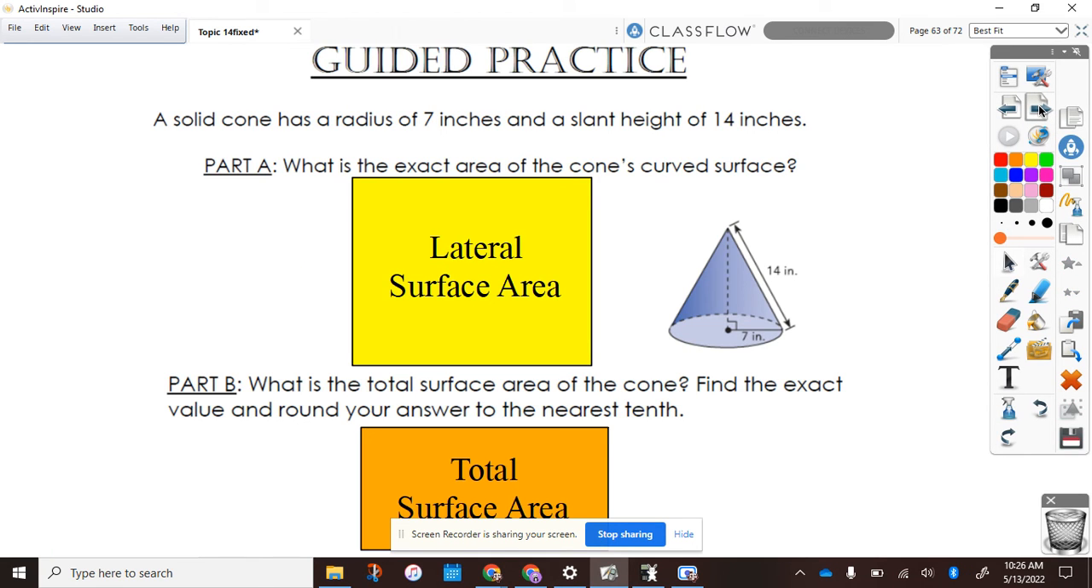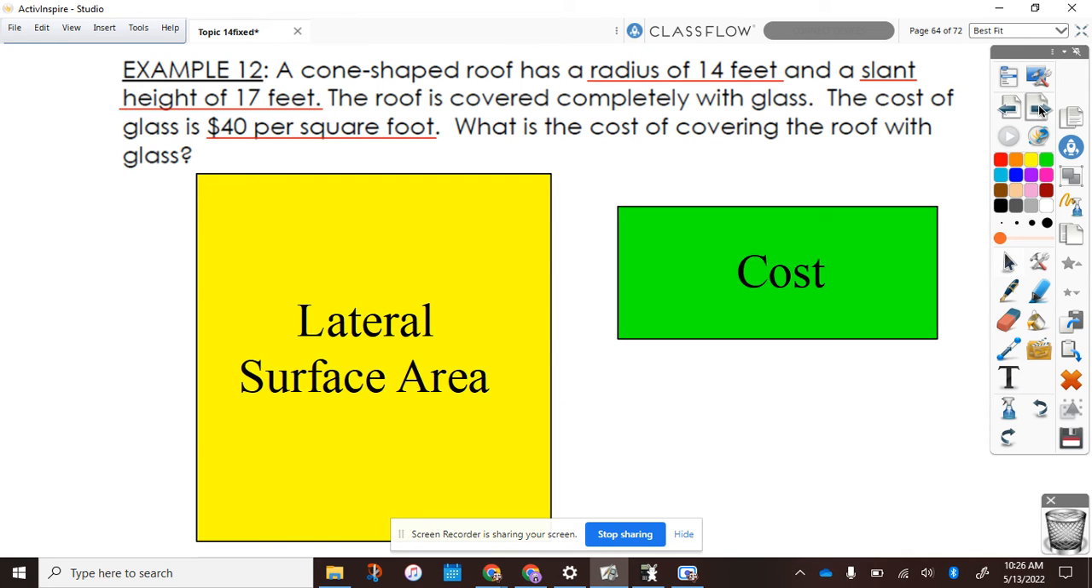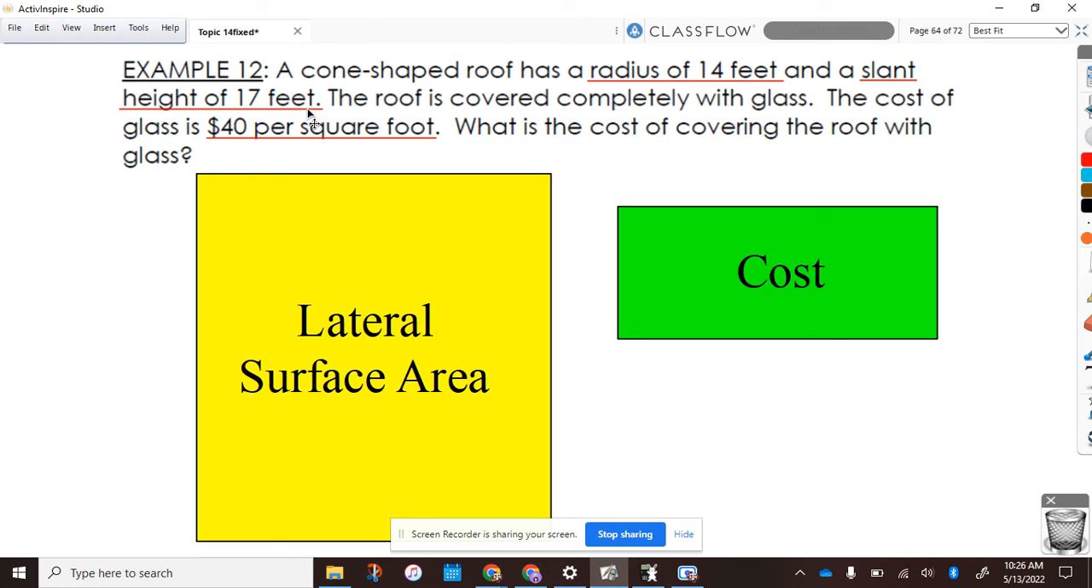This next problem, we're going to skip it. I want to go on to this one. This is going to be our last one for today. A cone-shaped roof has a radius of 14 feet and a slant height of 17 feet. The roof is completely covered with glass, and then it gives us a cost of the glass per square foot. I want you to think about this problem. You can see it on the screen.